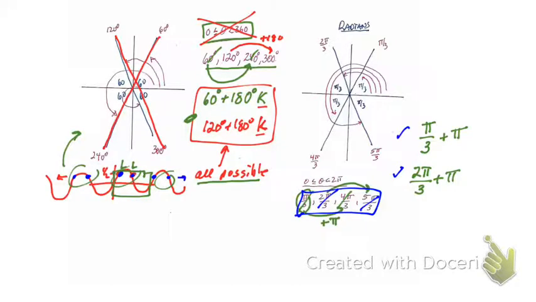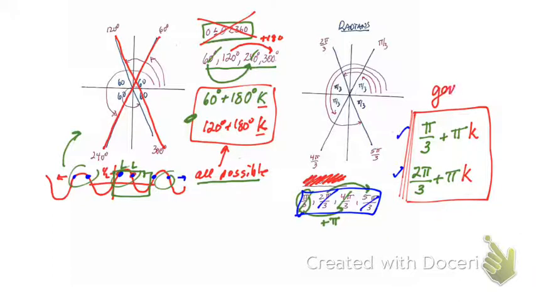Now, if we take out the restriction of 0 to 2 pi altogether, we just simply say, well, we'll add pi k times on both of these, or subtract pi k times, because k could be a negative integer. And these two answers here represent every possible answer to that problem. Those are called general answers.